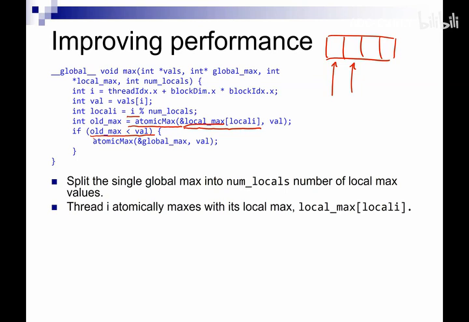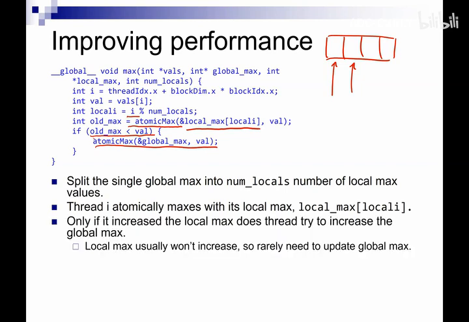So the only time that we need to do an atomic max between val and global max is if the current maximum value at this array location, if the current value is less than val, then potentially our val is larger than global max. And in that case, we're going to do this atomic max between val and global max.